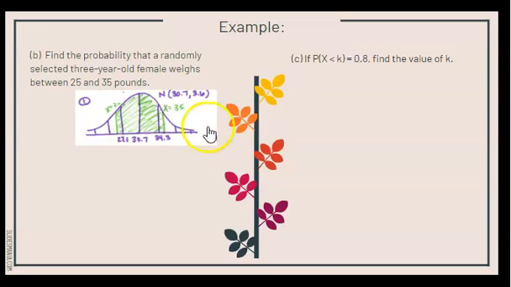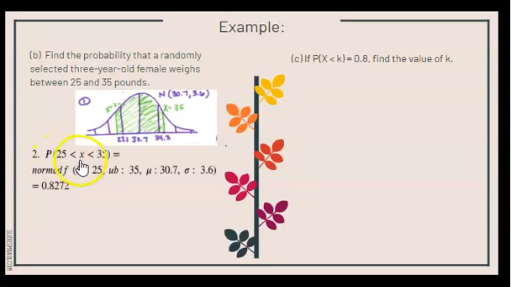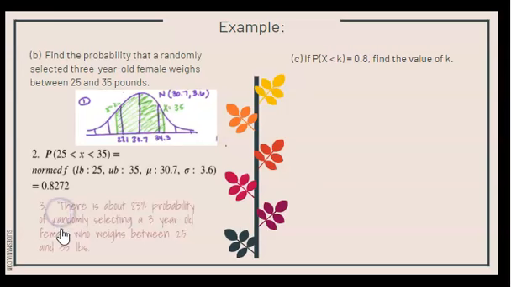Now that I have my curve, I can then think about what's the probability I'm looking for. So I can put my statement in. Probability that x is between 25 and 35, right? So in my calculator, I'm going to that same menu as before. My lower boundary this time is 25. My upper boundary is 35. The mean is still 30.7. The standard deviation is still 3.6. And it gives me a value of 0.8272. So then I have to do my third step and interpret. It says there's about an 83% probability of randomly selecting a 3-year-old female who weighs between 25 and 35 pounds.